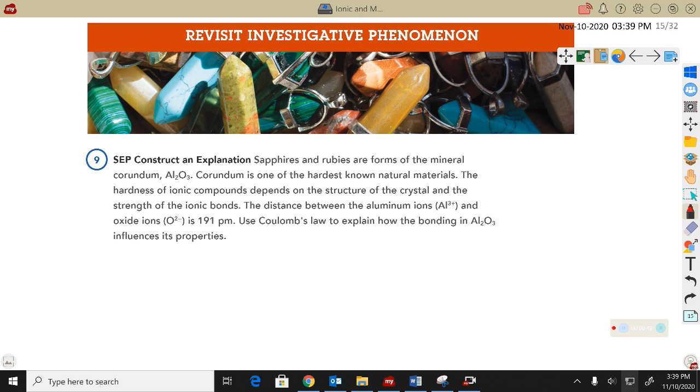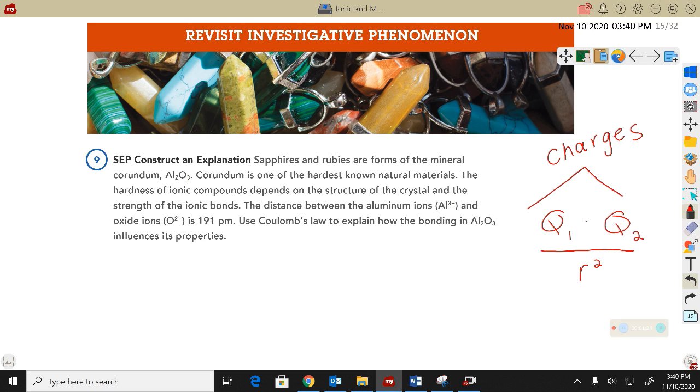Now, in general, there was a little Q1 and Q2, and then there's R squared in the denominator, where Q1 and Q2 represent the charges of the ions. And so in number 9, we are looking at an ionic compound of aluminum and oxygen, also known as corundum. It's in sapphires and rubies. It's a mineral that's really, really strong.